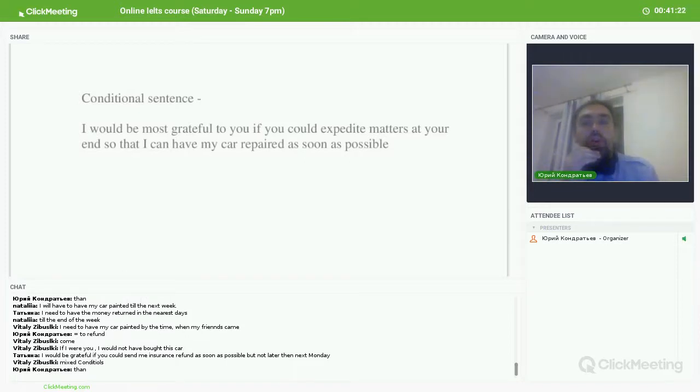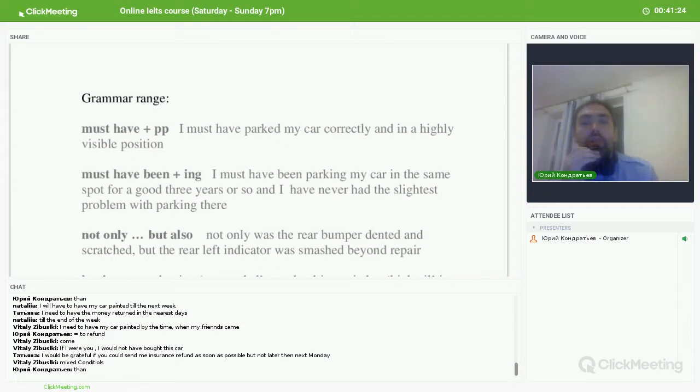Okay, great. So now we have a grammar range. We have a range of different constructions. Must have and the third form. I must have parked my car correctly and in a highly visible position. Must have been doing something. I must have been parking my car in the same spot for a good 3 years or so, and I have never had the slightest problem with parking there.